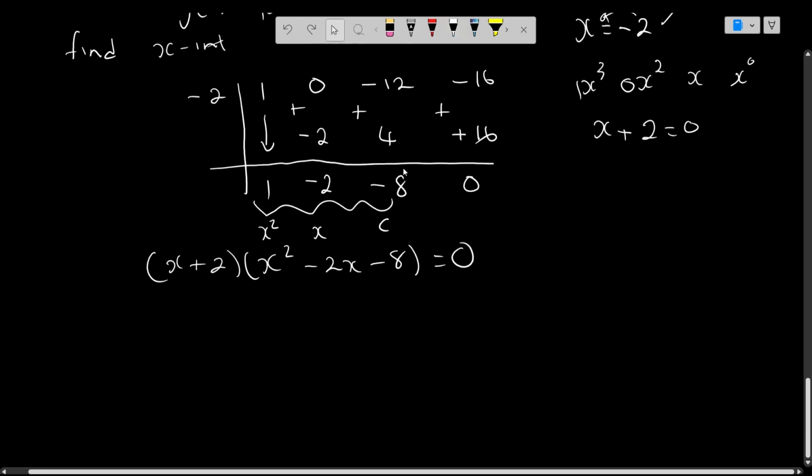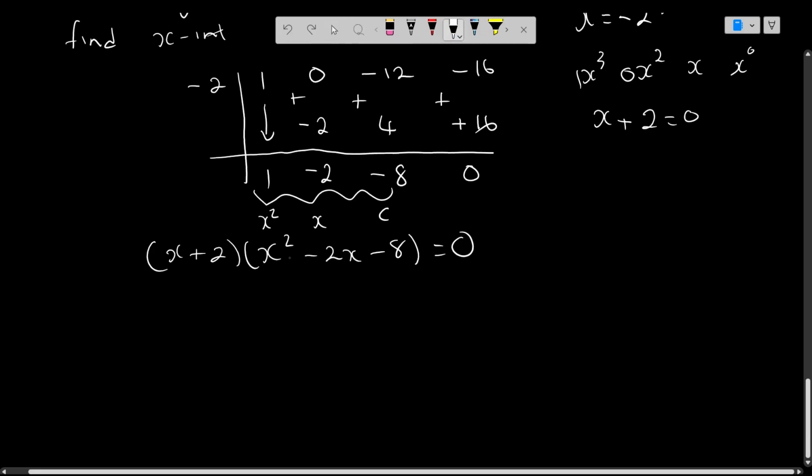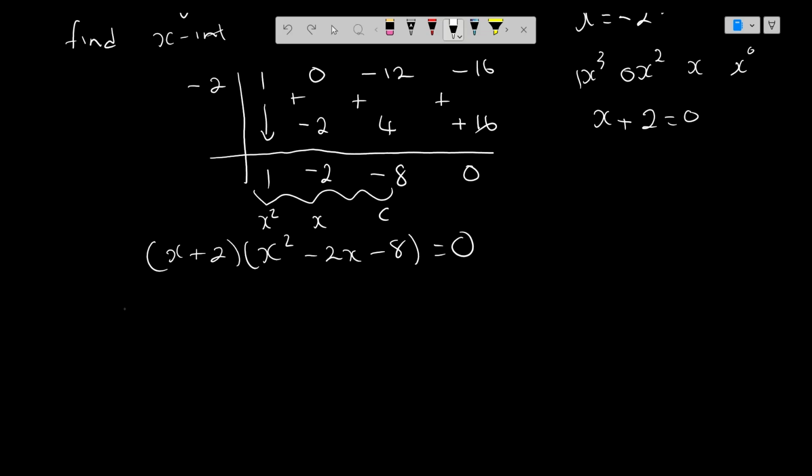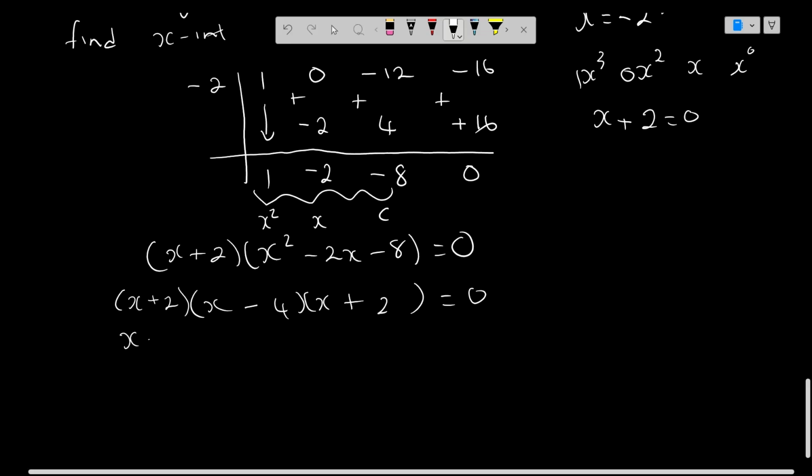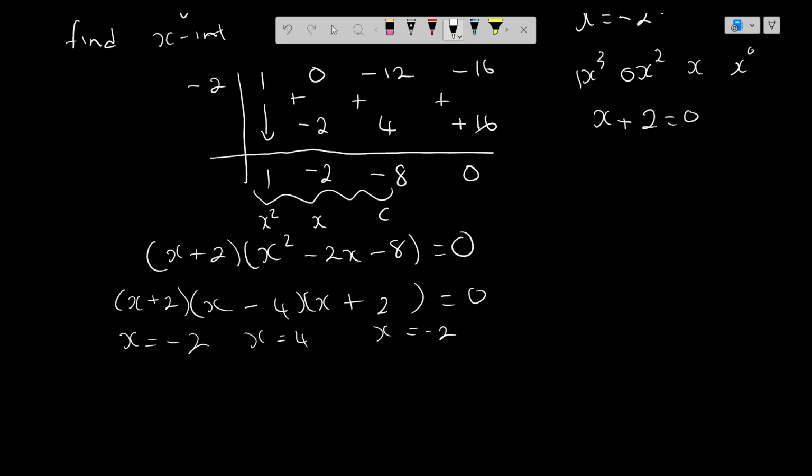We know how to factorize the 2 degree polynomial, right? So in this case, you have x plus 2. You know how to factorize this to be x, x, and then this one will be 4 and 2, and then negative and positive, right? Therefore you will have your x values: x equal to negative 2, x equal to 4, and x is equal to negative 2, right? So this is how we could use the synthetic division to find the x-intercept of a cubic function. I hope that makes sense.